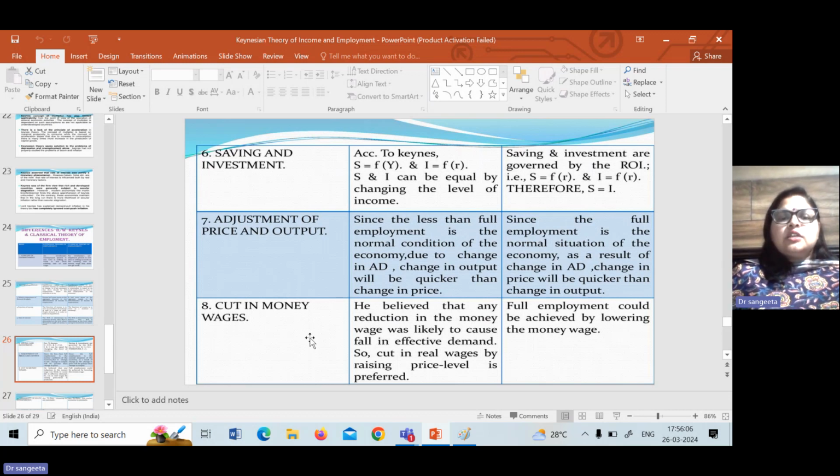Next is the cut in money wages. Keynes believed that a reduction in money wages was likely to cause a fall in effective demand. So a cut in real wages by raising the price level is preferred. And full employment could be achieved by lowering the money wages in classical theory.